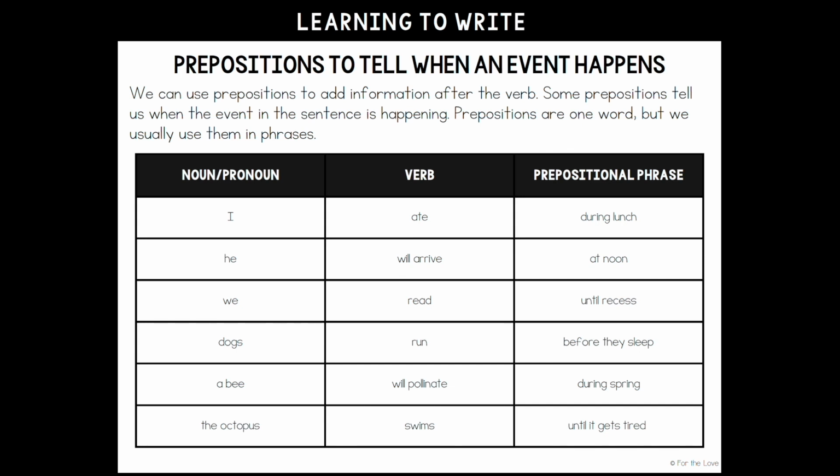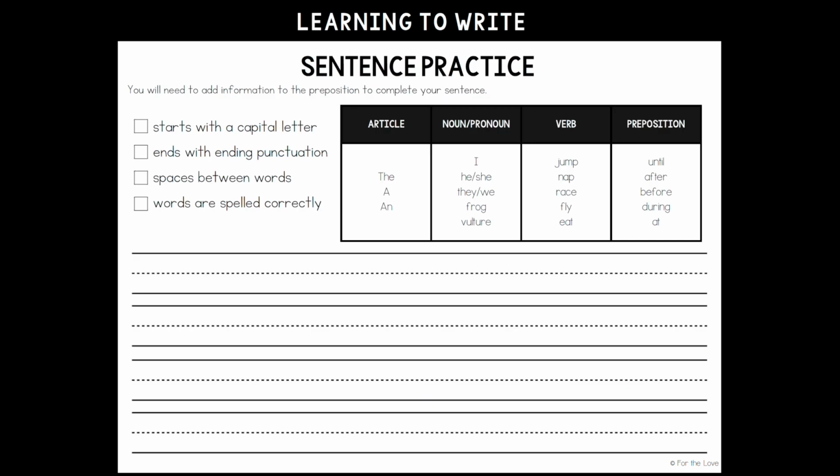Once they have the information in this chart, then they are ready for their sentence practice, where they are given a word bank and they can write sentences. Again, they might need to change the nouns to plural nouns or singular nouns. They will change the verb to the right tense that they want to use for their sentence. They are given the prepositions, but they will need to add more information to tell when the event happens.